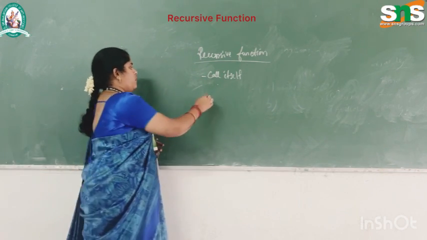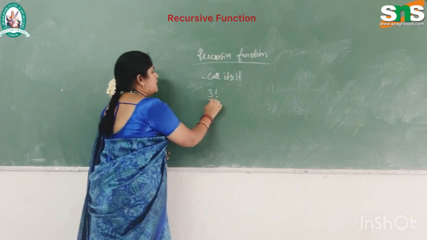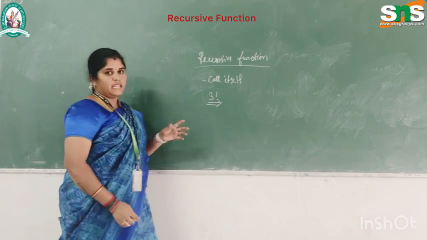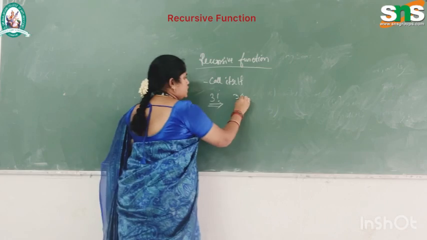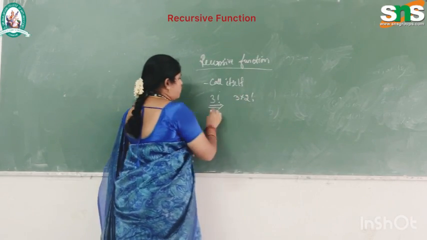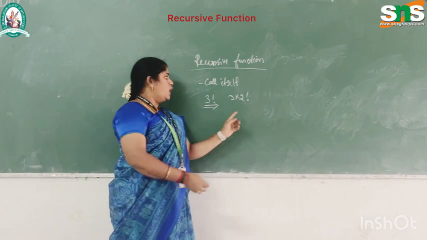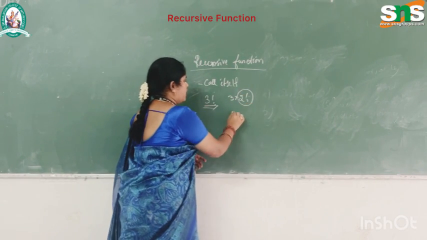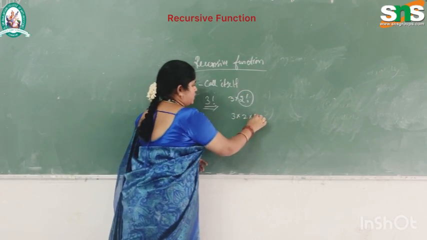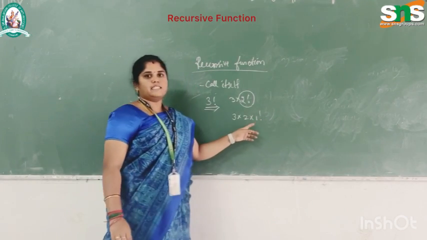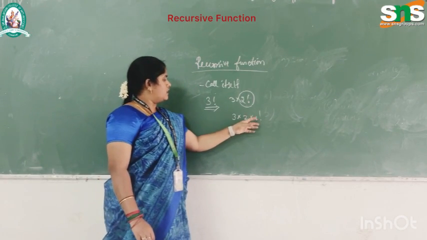The number may be 3. The result of 3 factorial leads to 3 into 2 factorial. So 3 factorial is going to call 2 factorial again. To find the value of 2 factorial, I need to calculate 2 into 1 factorial. This is the example of the recursive function.